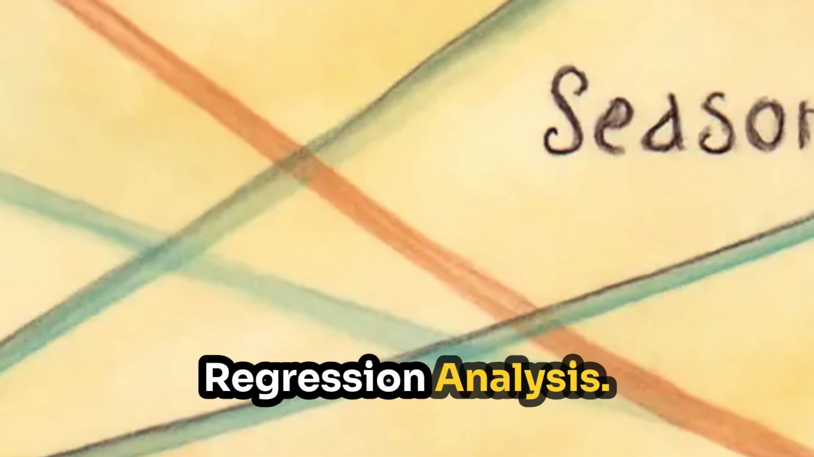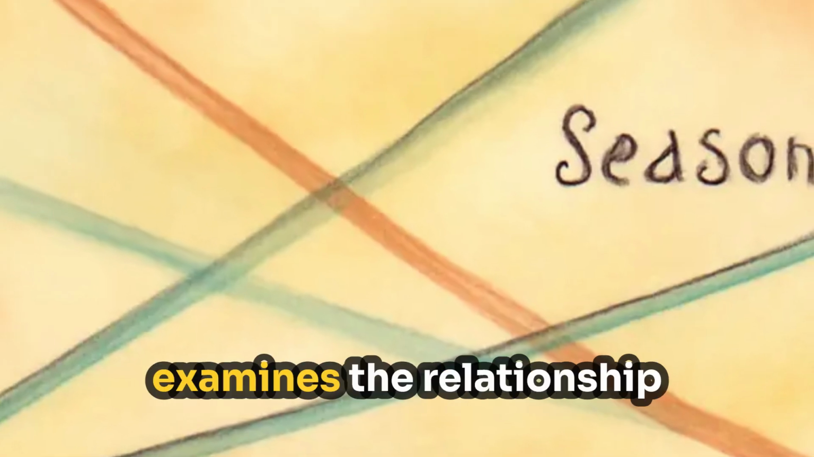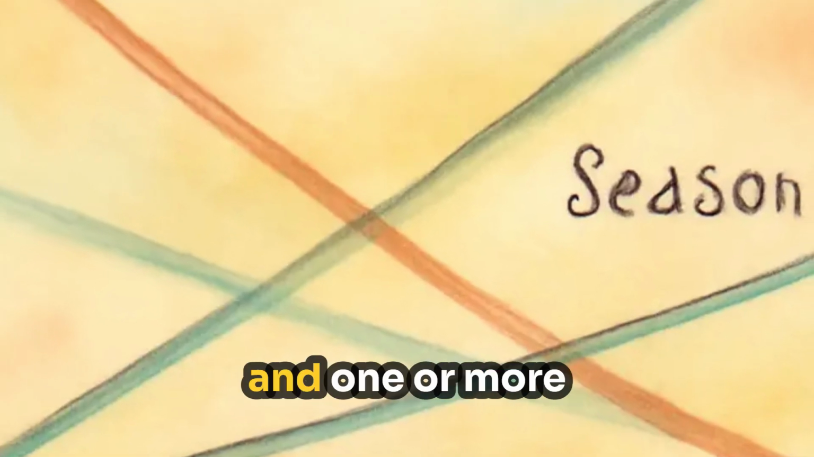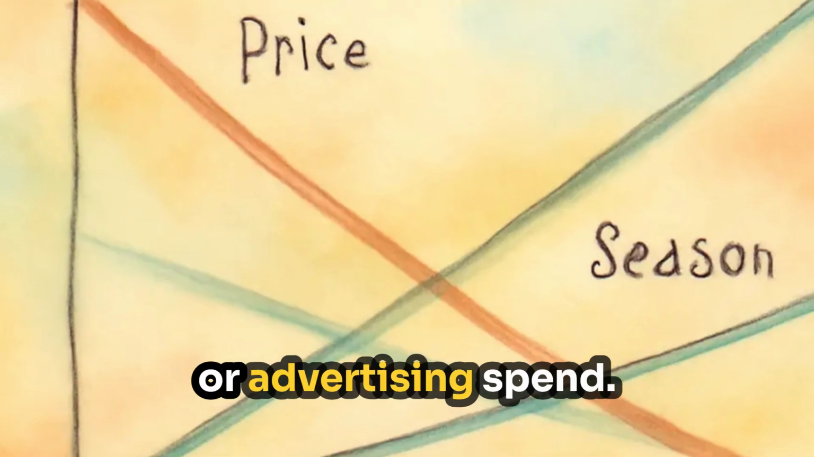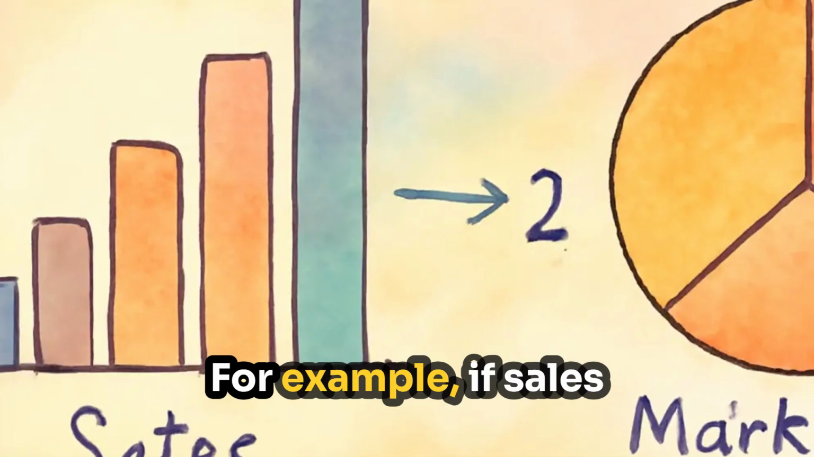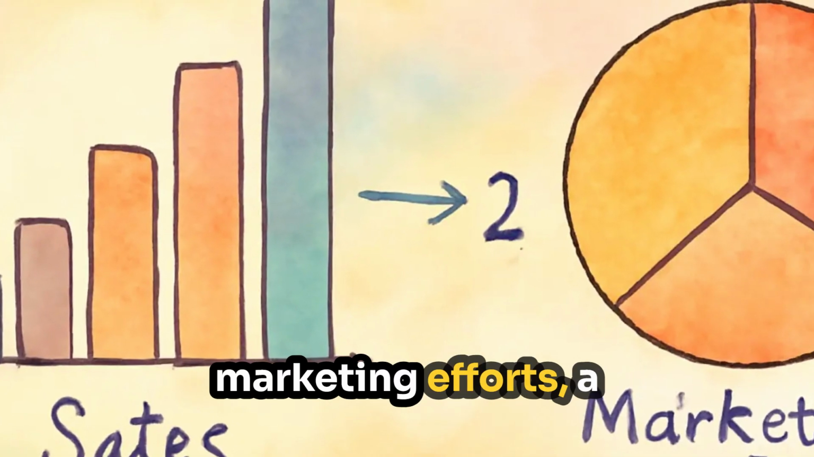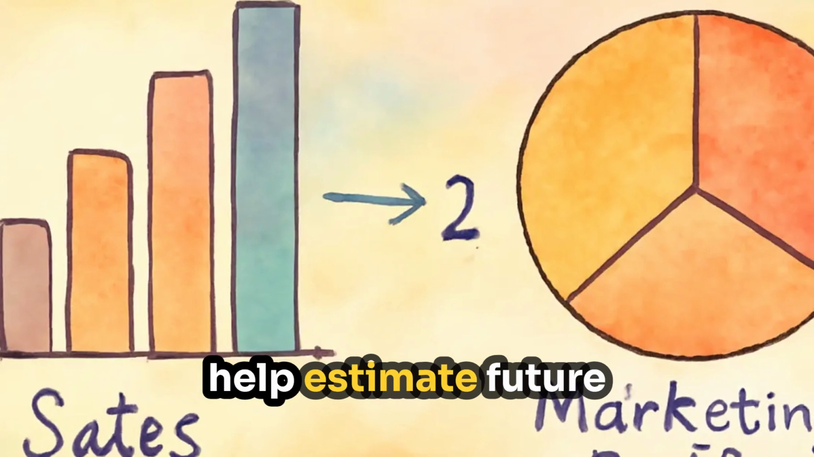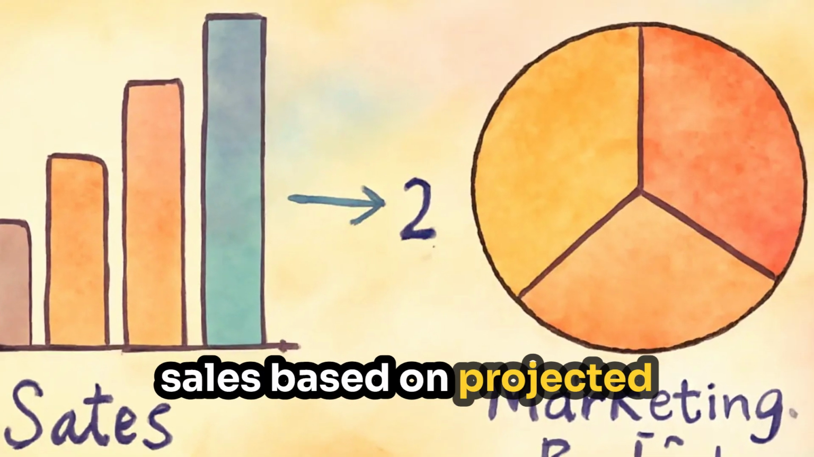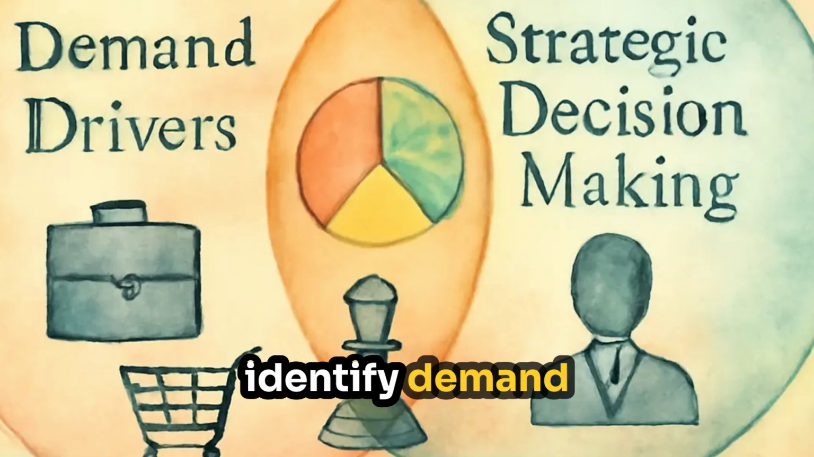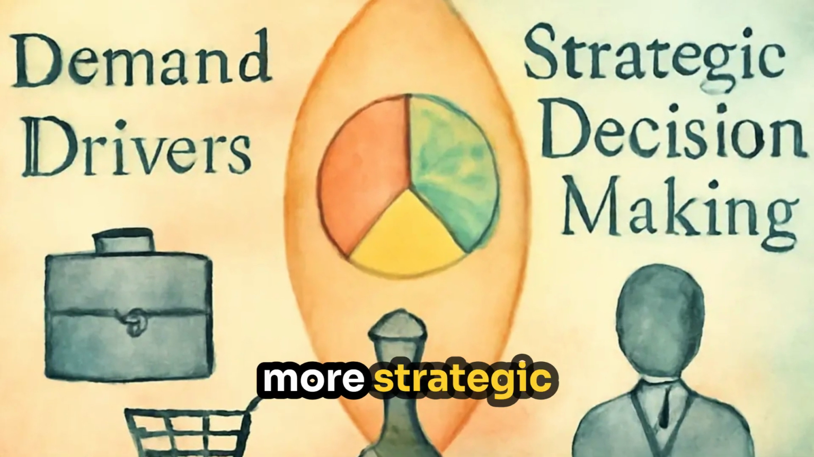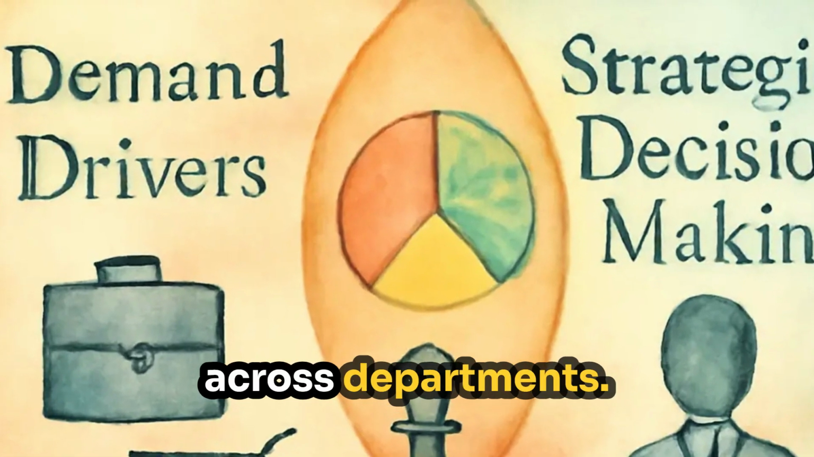Another key quantitative method is regression analysis. Regression forecasting examines the relationship between demand and one or more independent variables such as price, season, or advertising spend. For example, if sales are influenced by marketing efforts, a regression model can help estimate future sales based on projected advertising budgets. This approach helps identify demand drivers and supports more strategic decision-making across departments.